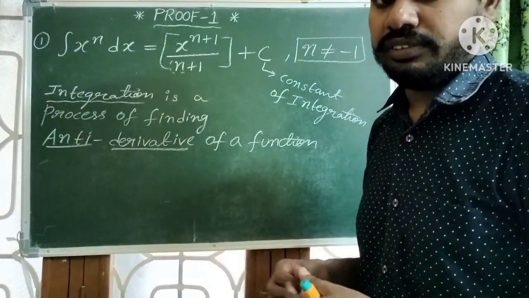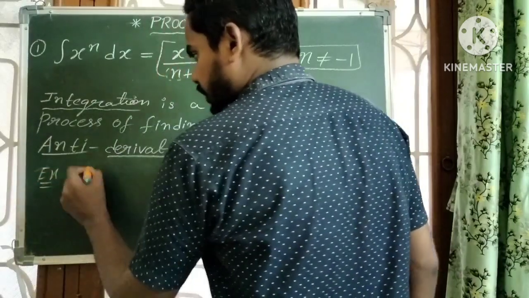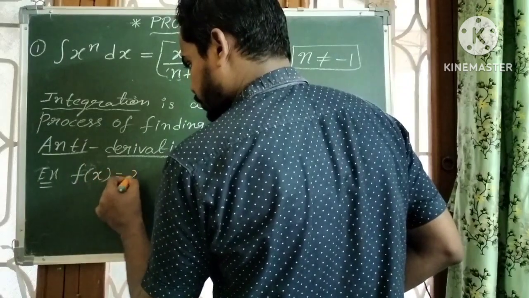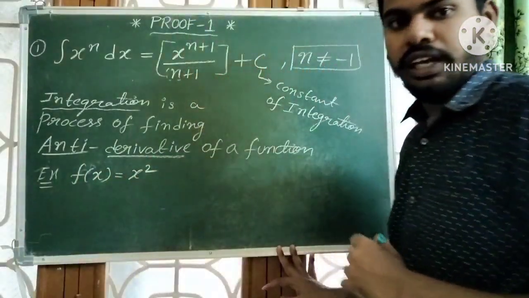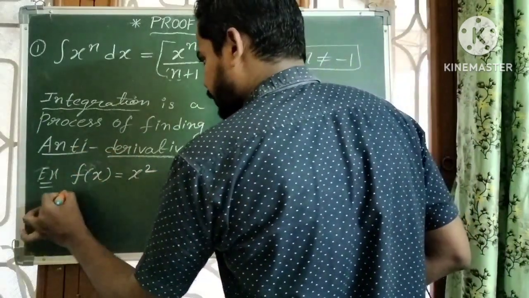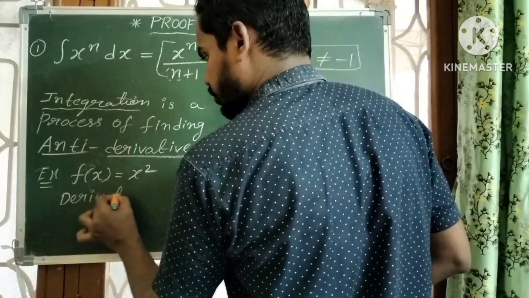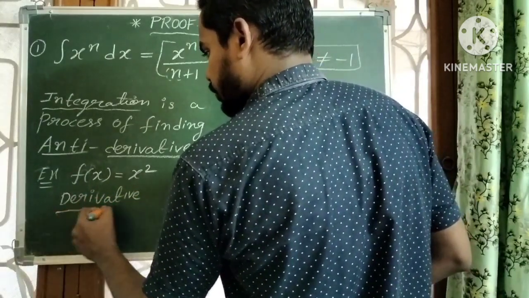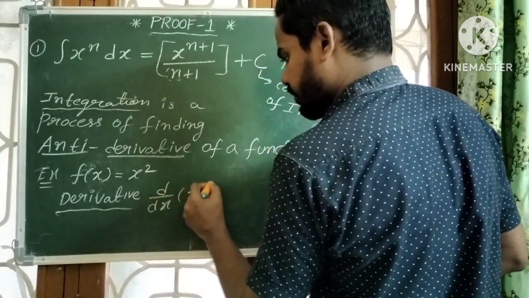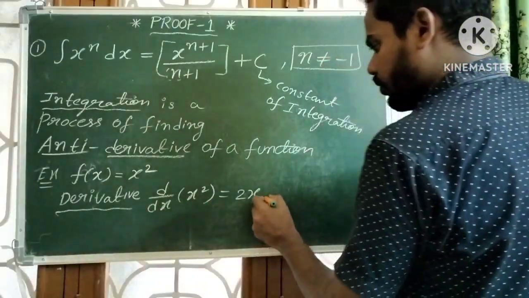Finding antiderivative. For example, let us consider one example. Suppose there is a function f of x is equal to x square. So find the derivative of this function. Derivative of this function with respect to x: d by dx of x square is equal to what? 2x. D by dx of x square is equal to 2x.